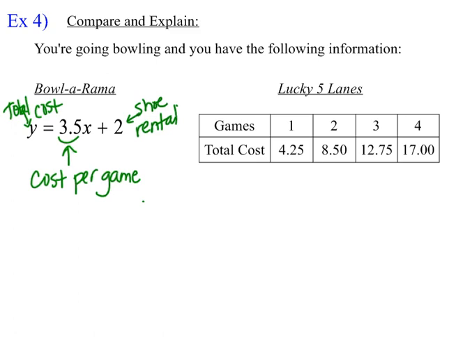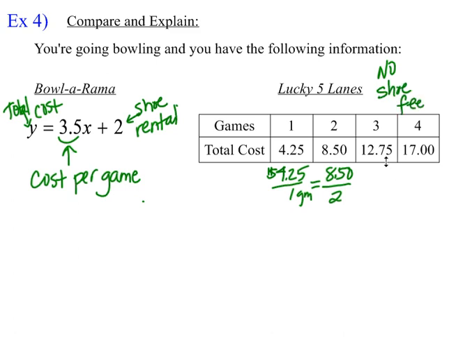So let's see if we can do an analysis of the Lucky 5 Lanes. Now, because it's in a table, the best thing for us to do is check the constant of proportionality. So 4.25 divided by 1, is that the same as 8.50 divided by 2? It is, and since these are exactly the same, that means there's no fixed fee. They're only charging us $4.25 per game. And that means that there's no rental fee or no shoe fee for us here at the Lucky 5 Lanes.